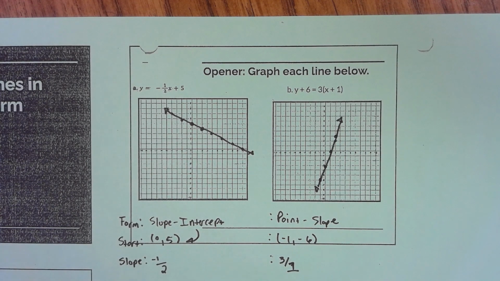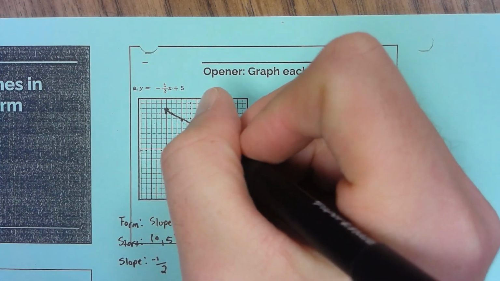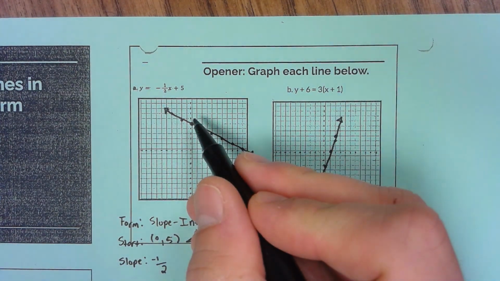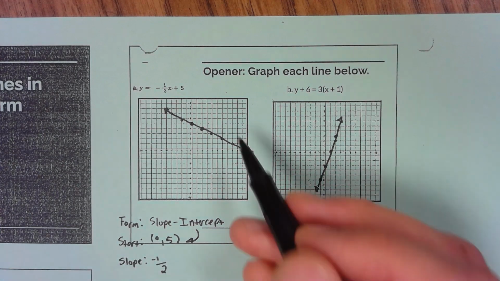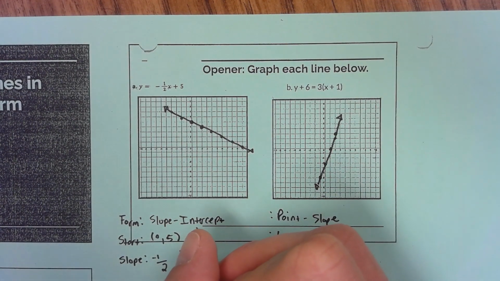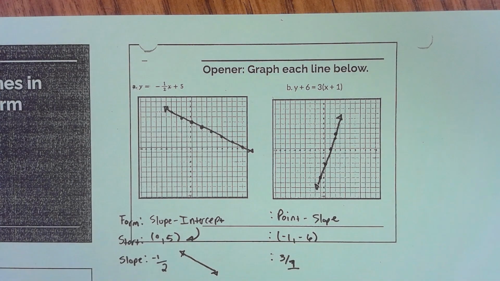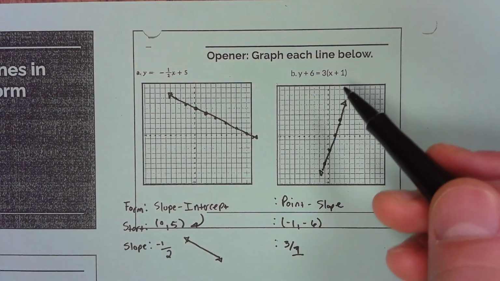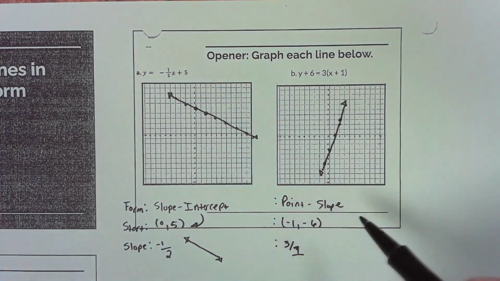So a couple ways of how I could use that. I could go down 1 as my rise and right 2 as my run, or I could go up 1 as my rise and left 2 as my run. Either way, that gives me a slope that is negative. Remember, when we have a negative slope, our line should be going down as we work to the right side of the page. So that's just another way to check to make sure you're doing the correct slope there. The next equation, that is in point-slope form.